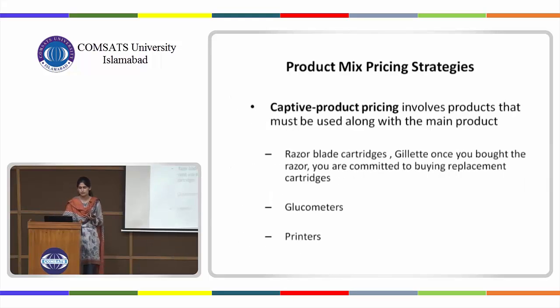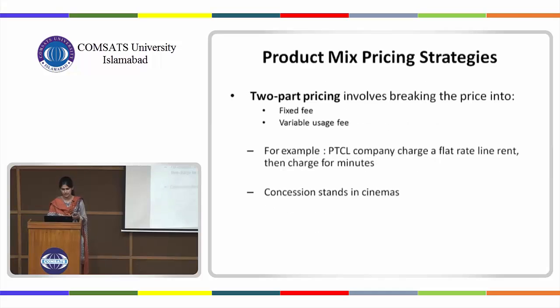Then we talked about captive product pricing. That involves products that must be used with the main product. We took the example of glucometers, how a glucometer device needs to have its strips to make it useful. You cannot use a razor without the blade, again captive product pricing. You cannot use the printer without the cartridge, again a captive product pricing.